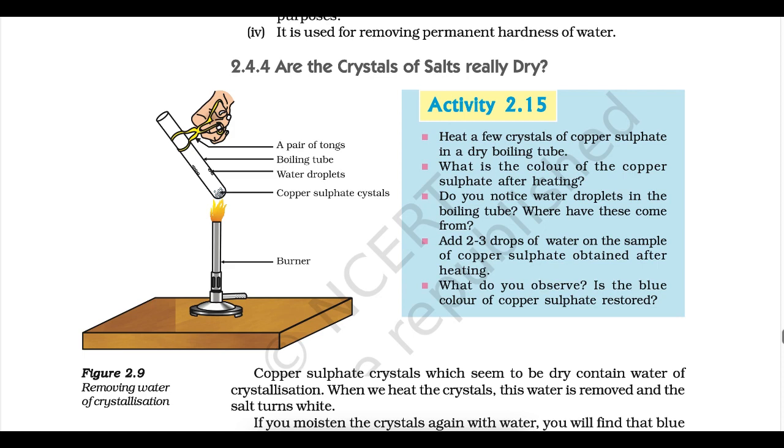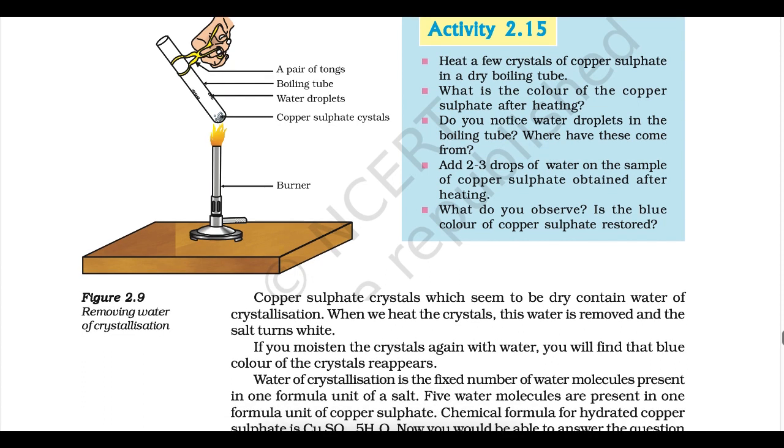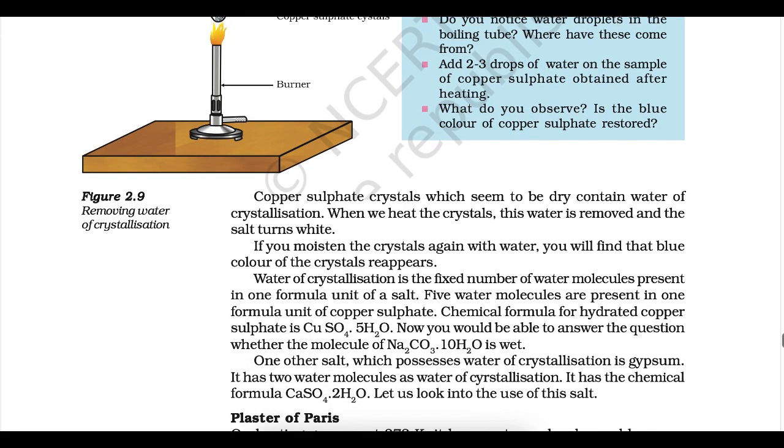Are the crystals of salts really dry? Activity 2.15. Heat a few crystals of copper sulfate in a dry boiling tube. What is the color of the copper sulfate after heating? Do you notice water droplets in the boiling tube? Where have these come from? Add 2 to 3 drops of water on the sample of copper sulfate obtained after heating. What do you observe? Is the blue color of copper sulfate restored?